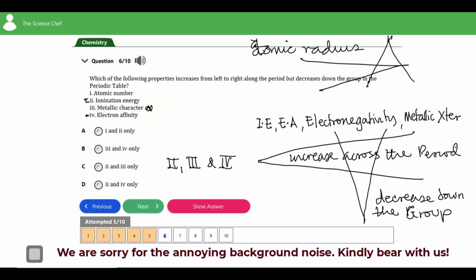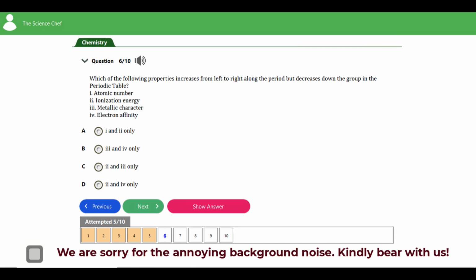Is there 2 and 4 here? That's option D. But if there were 2, 3, and 4, then the answer would have been 2, 3, and 4. So let's go for option D.